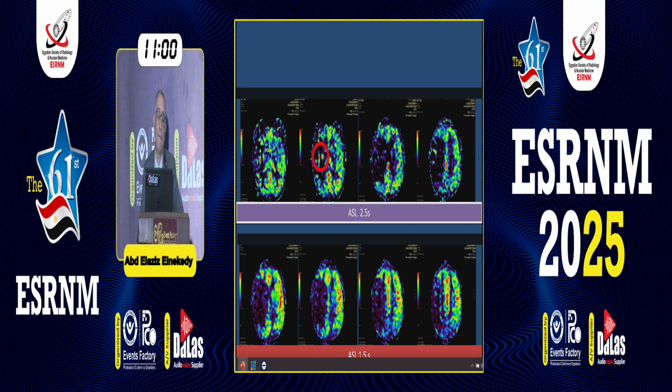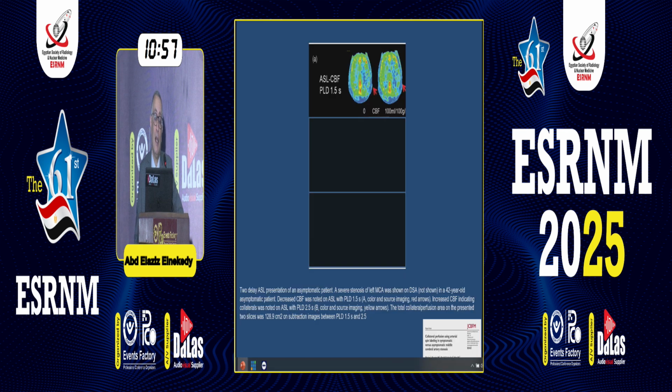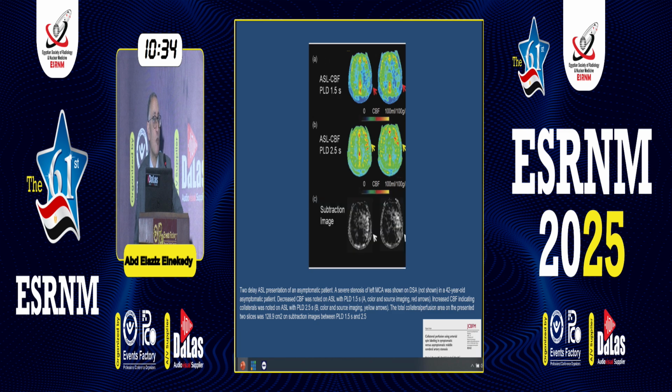Why? As you see in this case, this is a post-labeling delay of 1.5 seconds. We will find there is an area of hypoperfusion at the left parietal lobe. But on doing it after 2.5 seconds, there is collateral serpiginous high signal in the ASL. If we subtract the first row from the second row, we can get the area or the load of the collaterals, which is very important for the clinician to manage such patients by endovascular intervention.